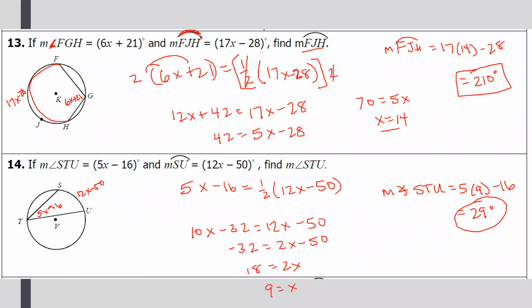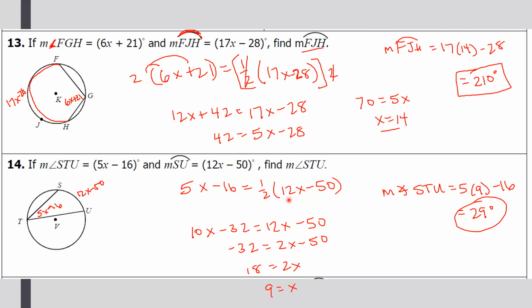Okay, so for number 14, you should have gotten x equals 9. And when you plugged that into angle STU, you should have gotten 29 degrees. So when you label the picture, angle STU, the angle is 5x minus 16, and the arc SU is 12x minus 50. Angle STU is an inscribed angle. Its vertex is on the circle. So the measure of the inscribed angle is half of the arc inside of it. So here's the angle that is half of the arc that's inside of it.